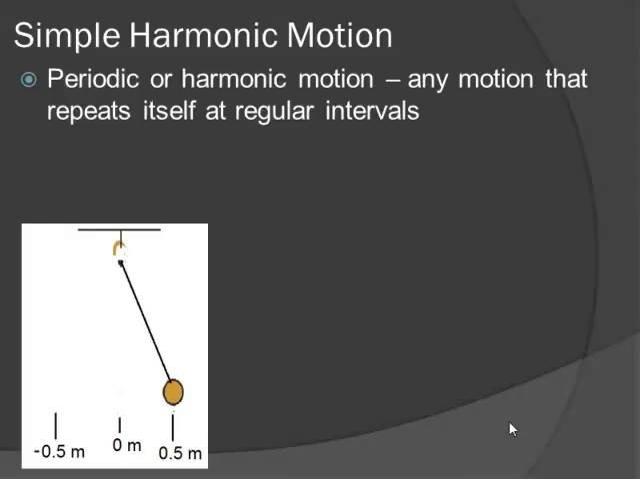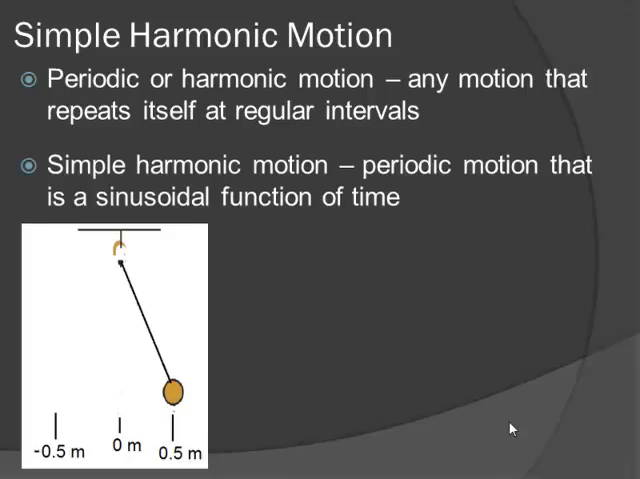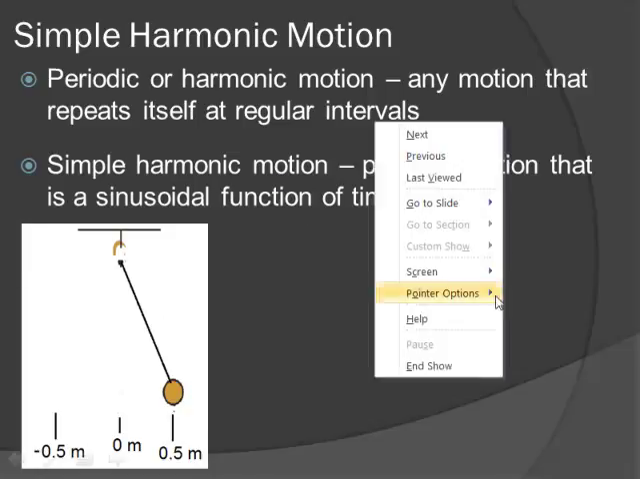So periodic or harmonic motion is any motion that repeats itself at regular intervals, and simple harmonic motion is periodic motion that is a sinusoidal function of time. So simple harmonic motion is a special case of harmonic motion.